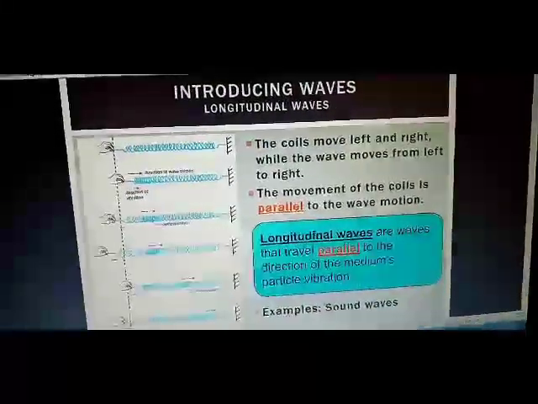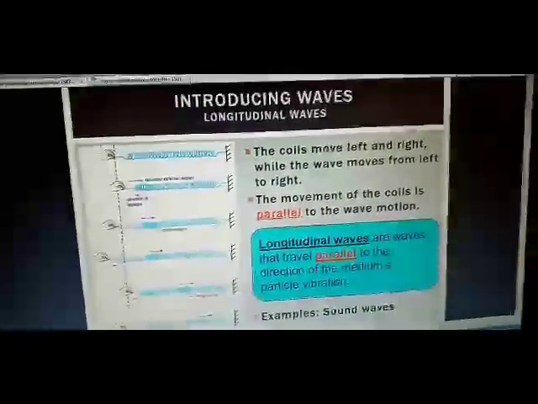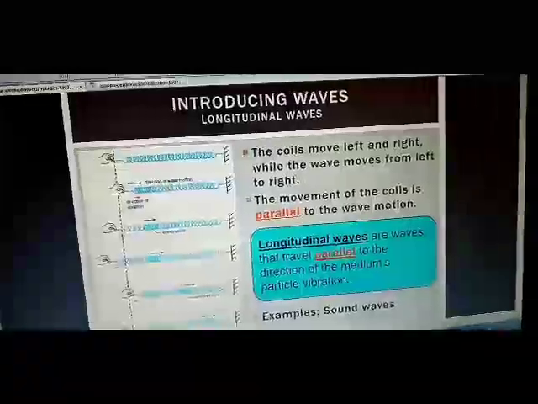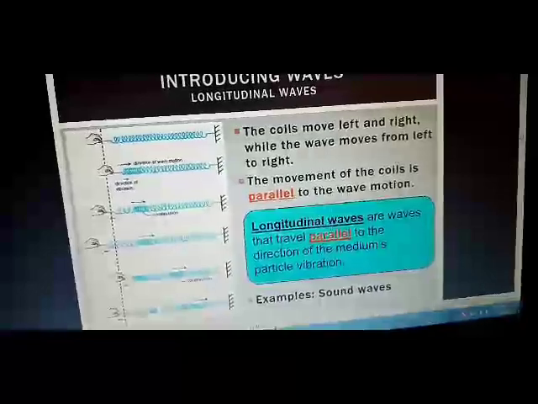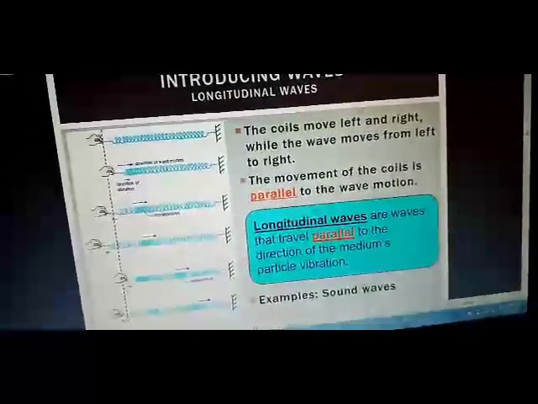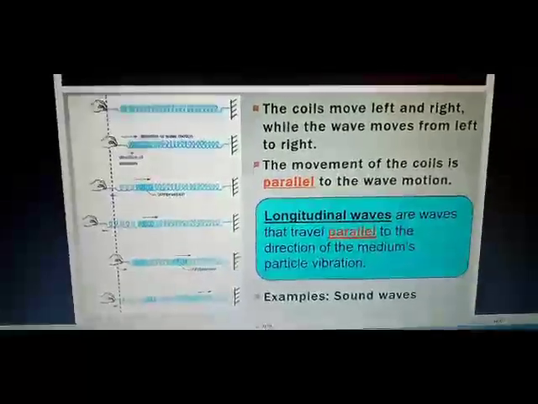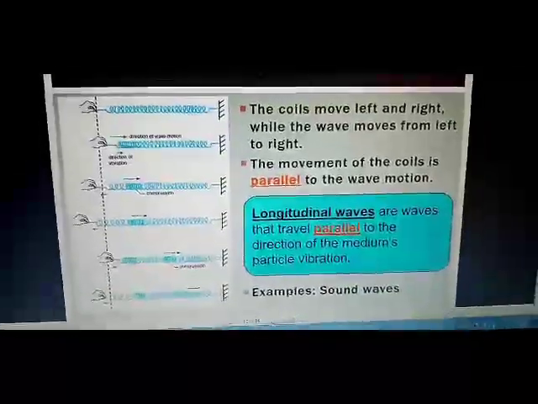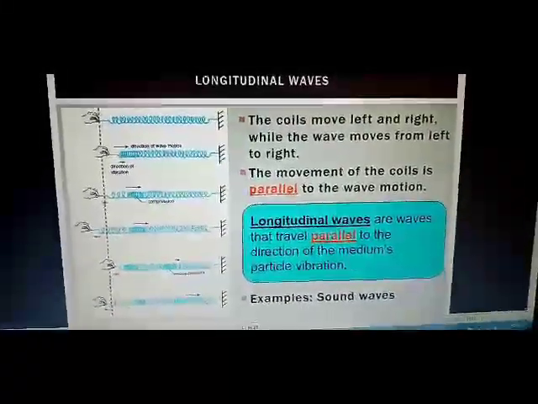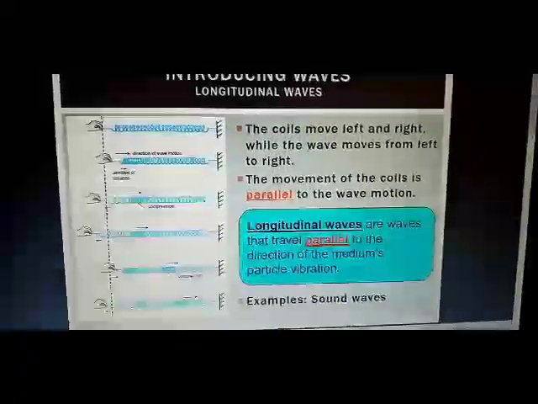Okay. Next, if you see, we move the coil left and right, forward and backward. The movement of the coil is parallel to the direction of motion. You can see in the arrows in the diagram also. Both arrows are in the same direction. It means they are parallel to the direction of the medium, and the example of a longitudinal wave is sound waves.